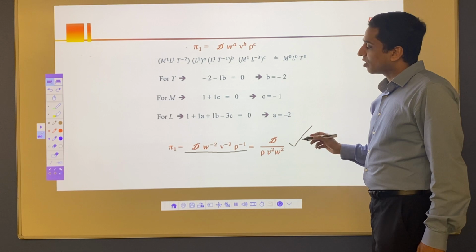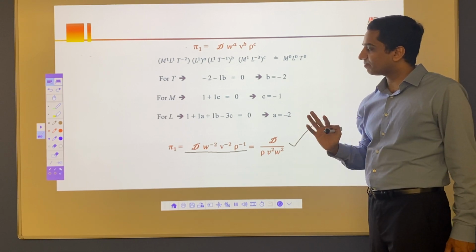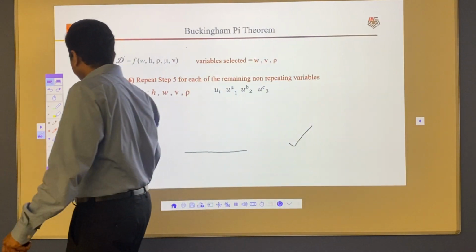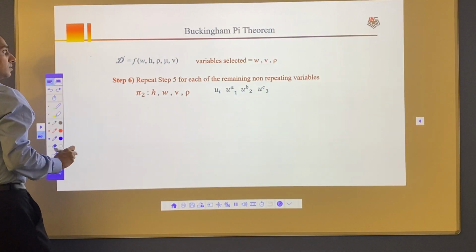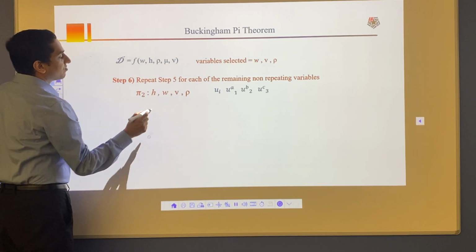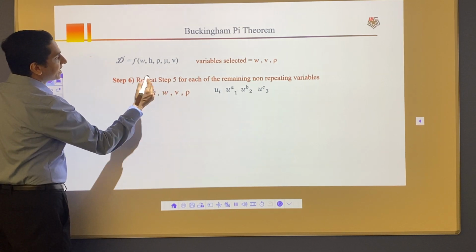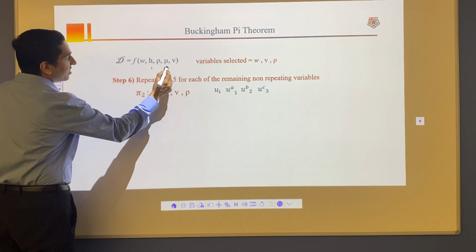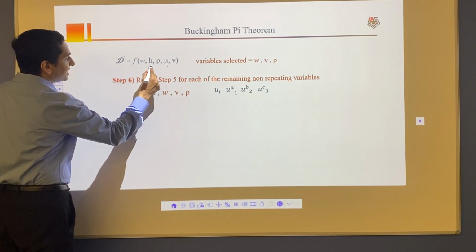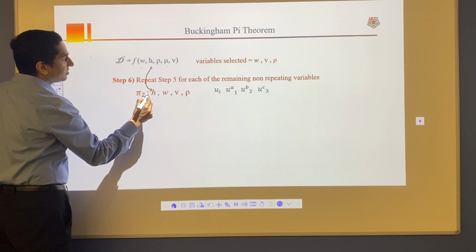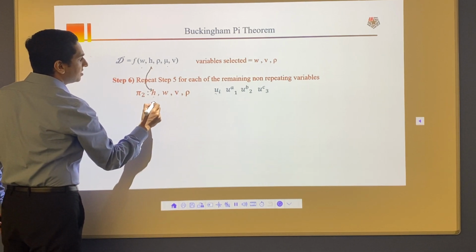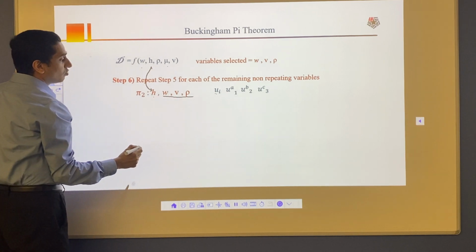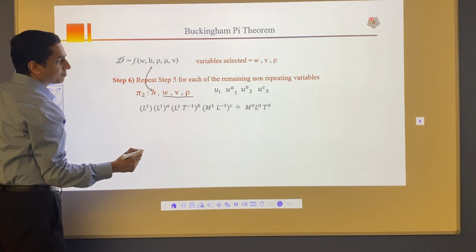Now you move on. Remember, you are going to have 3 pi terms, pi 1, pi 2, pi 3. So now you are going to move to the next part. Here repeat step 5. Now we neglected 2 of the variables. We neglected width, we neglected height, and we neglected viscosity. So now I'm going to replace that with height here. I'm going to take this out, keep my U1, U2, U3 same, and do the same process.